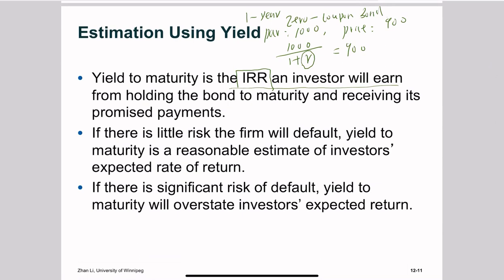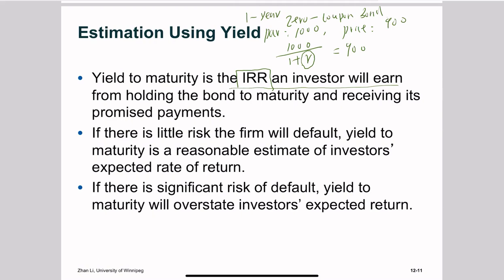Essentially, bond yield is just a discount factor. It's a discount factor which makes the present value of coupon payments and par value equal to the bond price, right? That's the definition of the yield. Now, the question is, what's the relationship between the yield and the expected return of the bond?